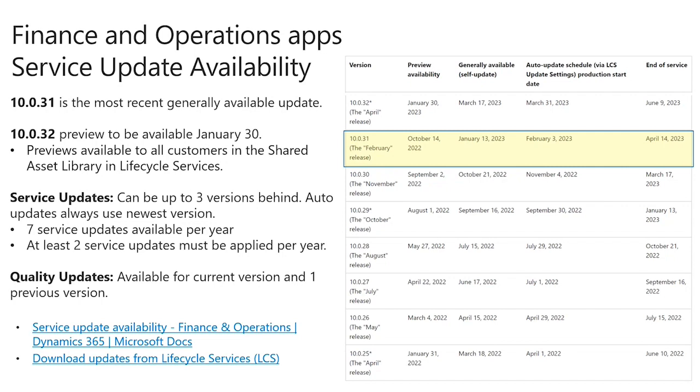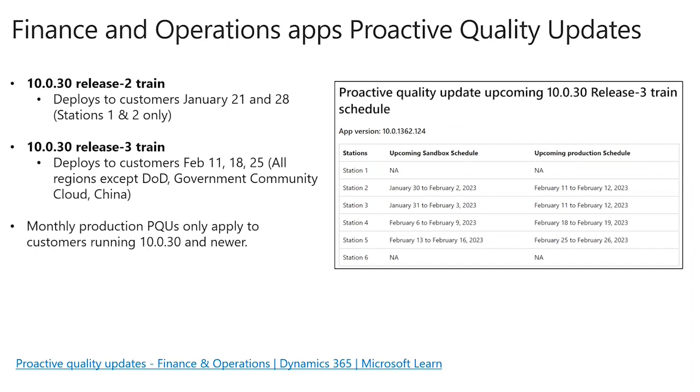Okay, we'll move on and talk a little bit more about proactive quality updates. As I said, they're a relatively new topic for finance and operations customers. In fact, the very first proactive quality updates started flowing to production environments just last week for a limited number of regions. Starting in February, customers in all regions will start receiving these monthly updates, with the exception of DoD, Government Community Cloud, and China.